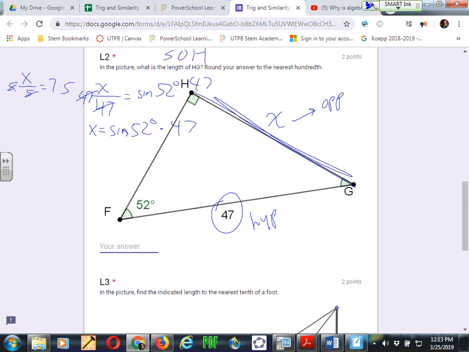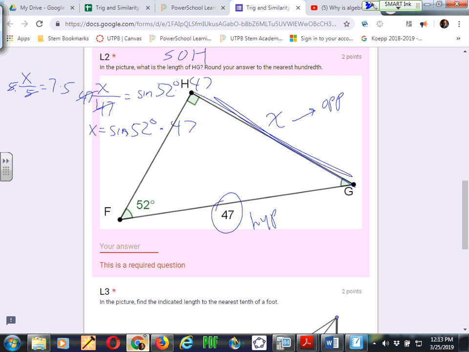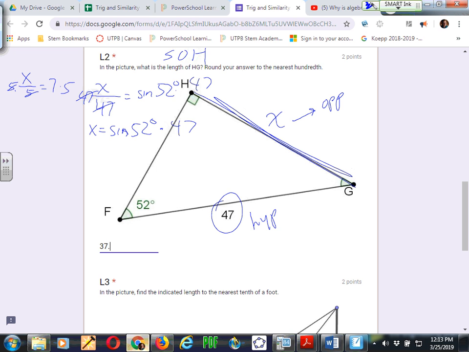The two legs both ought to be smaller. If I'd gotten an answer like 52, I'd say, oh, wait, I did something wrong. But here, I got 37.04. I'm going to put that in as my best estimate of the answer, 37.04 to the nearest hundredth.